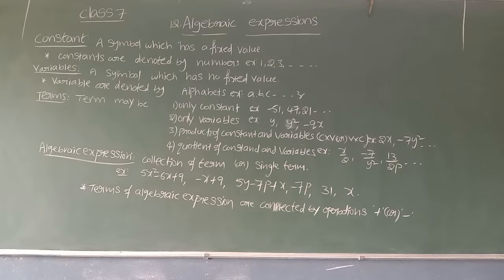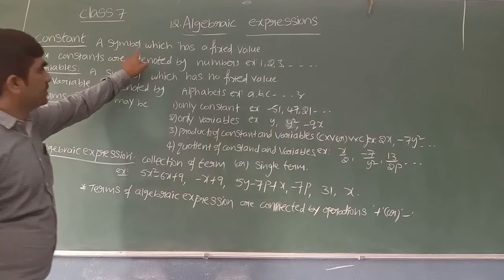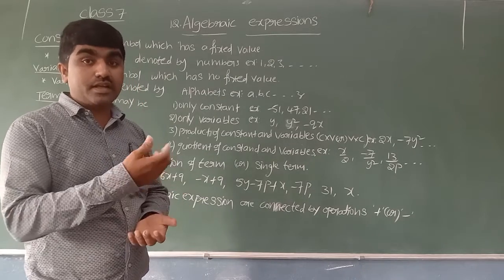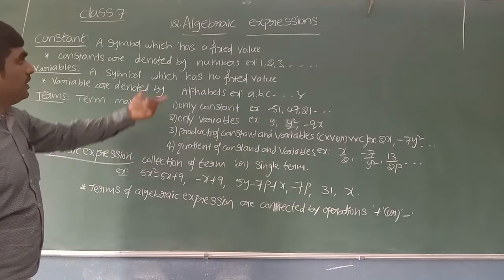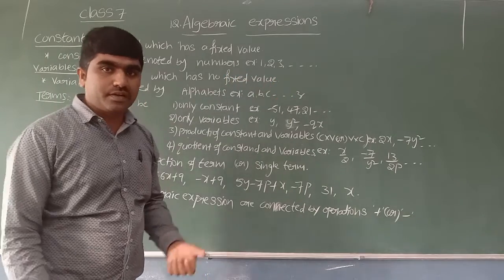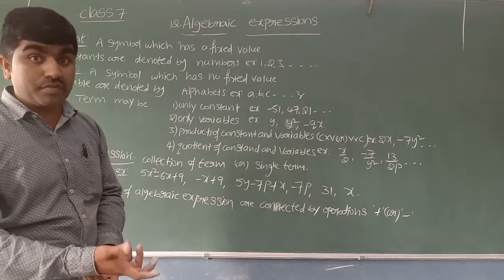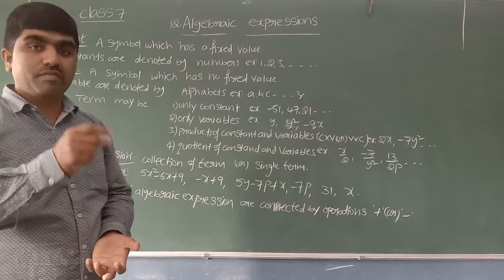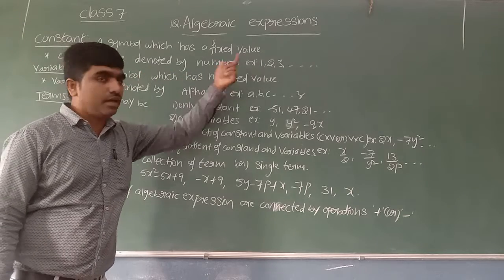Yes, children, you can see here. Just now we discussed constants, variables and terms. Let me explain once again. Constant means a symbol which has a fixed value, like the number of days in a week. Sir, there are 7 days in a week. 7 is a number, constant, fixed value, right? Those constants are denoted by numbers like 1, 2, 3. 7 days in a week, 12 months per year, 24 hours per day: 7, 12, 24. All these are numbers which have fixed values. They are called constants, and those constants are denoted by numbers.